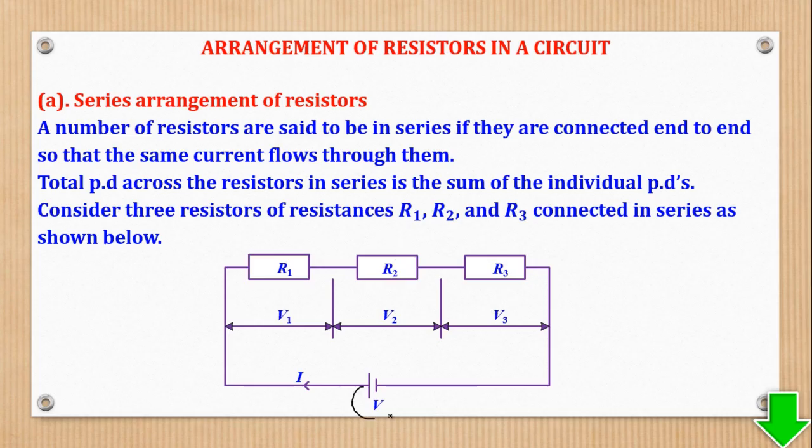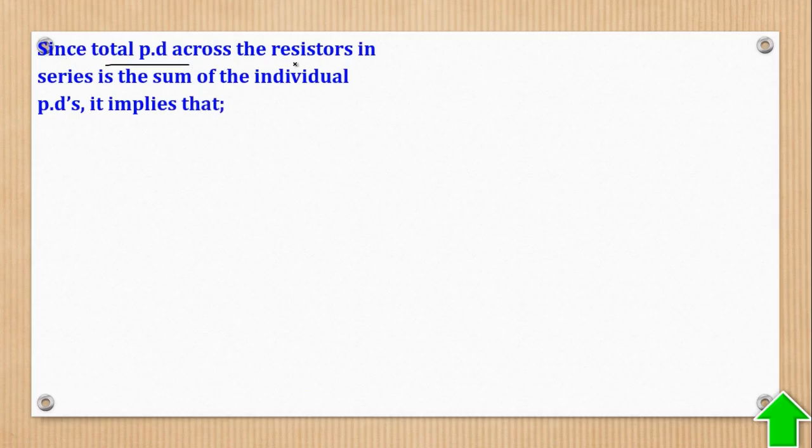And this one is the total, meaning that when I add this plus this plus this, I must be able to get V according to this statement. Then this current is the one going through this, and the one going through this, and the one going through that. So same current but different PDs, as long as it is series. Now, what does that imply? It implies that the total PD across the resistors in series is the sum of the individual PDs. Therefore, V is equal to V1 plus V2 plus V3.